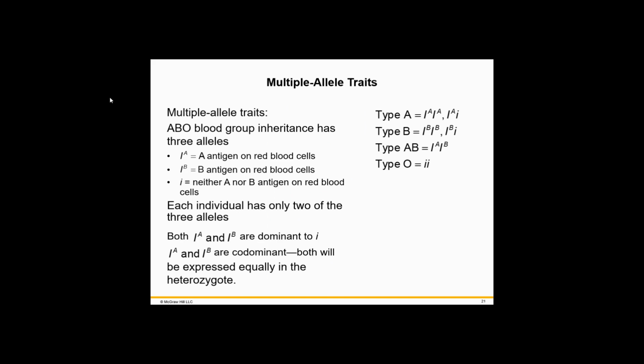Now, A and B are dominant over type O blood, but they are co-dominant with each other, and they would be represented as a capital A and a capital B. And people can have type AB blood.